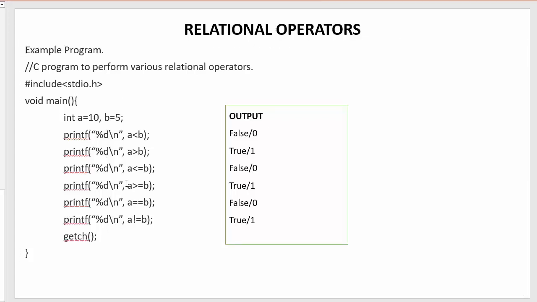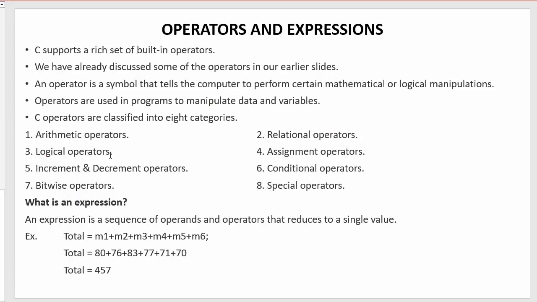We use these relational operators as well as arithmetic operators while writing our C programs. Okay, so I hope you guys have got a clear understanding about arithmetic and relational operators. In my next video I will discuss the other two categories of operators, which are logical operators and assignment operators.